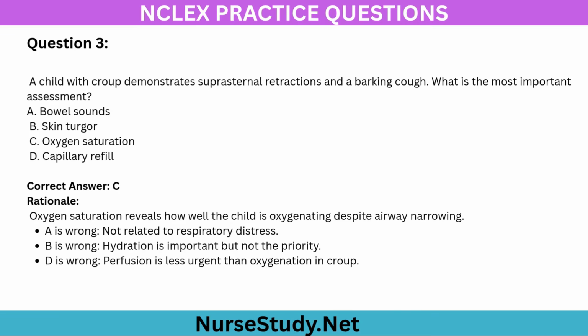Correct answer. C. Rationale. Oxygen saturation reveals how well the child is oxygenating despite airway narrowing. A is wrong. Not related to respiratory distress. B is wrong. Hydration is important but not the priority. D is wrong. Perfusion is less urgent than oxygenation in croup.